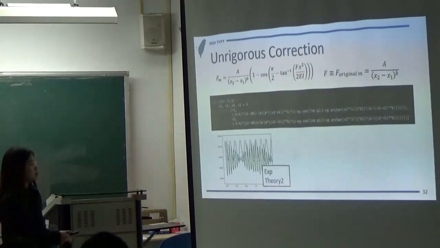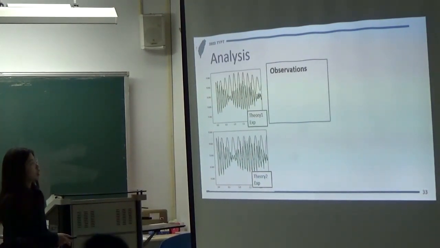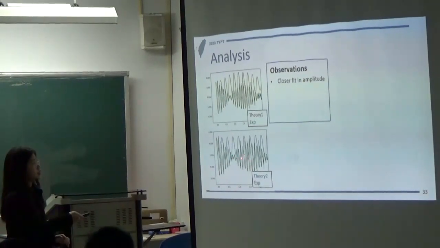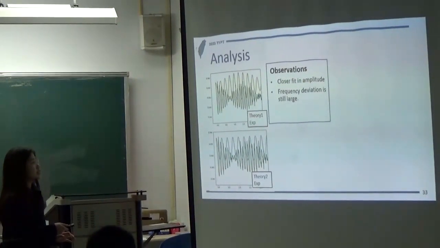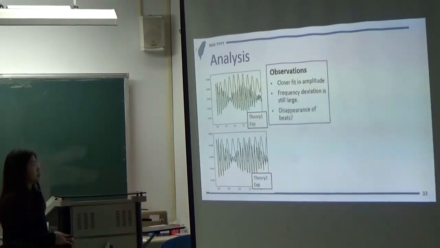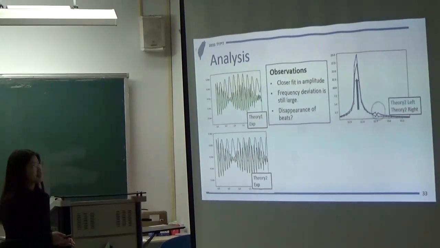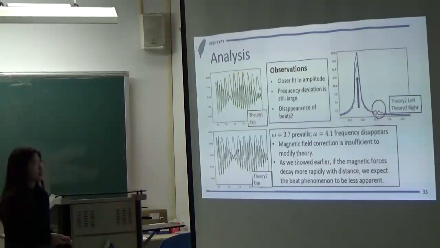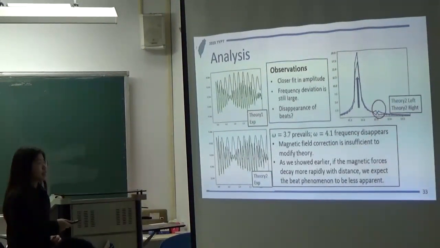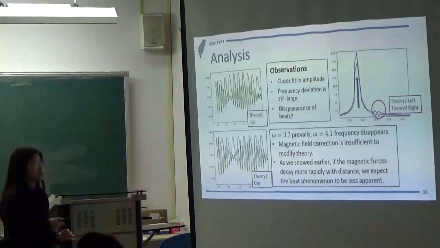And so essentially what happens is that there's a closer fit in amplitude. However, the frequency deviation is still large, and there's a disappearance of beats. And so we see, as indicated by this FFT, that this peak disappears. So essentially, this shows that the magnetic field correction is insufficient to modify the theory.